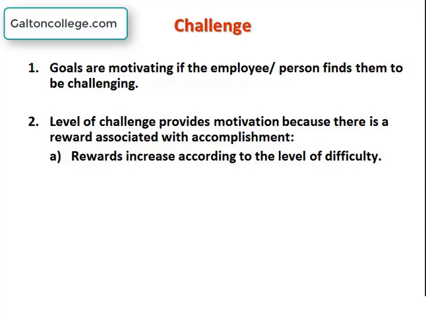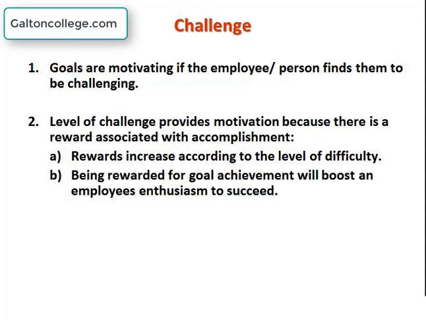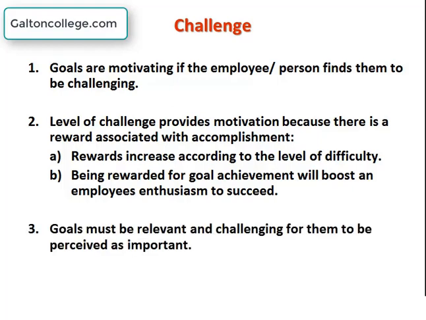Now, the rewards could be monetary, it could be a higher pay or a bonus or something of that nature, or it could be recognition, praise, promotion, job security. But there's a greater reward because they've taken on the extra challenge. So being rewarded, of course, will boost the employee's enthusiasm to succeed. The employee feels much better because they've been rewarded, and they will apply themselves better in the future to other tasks. Goals must be relevant and challenging for them to be perceived as important.